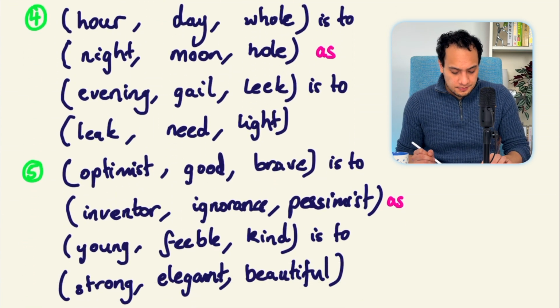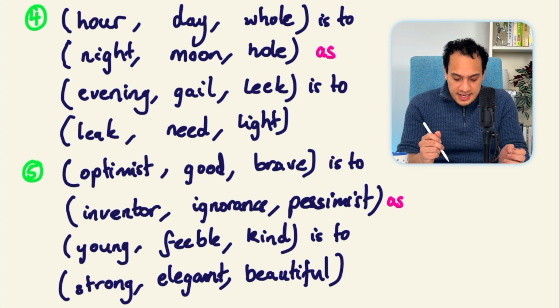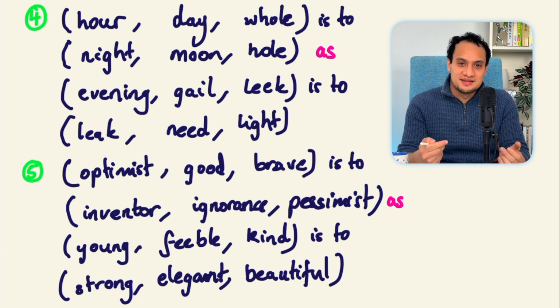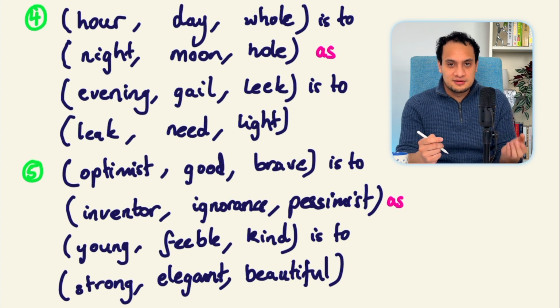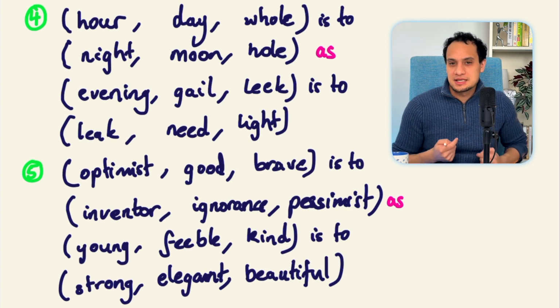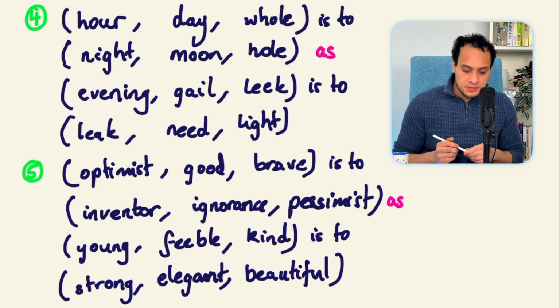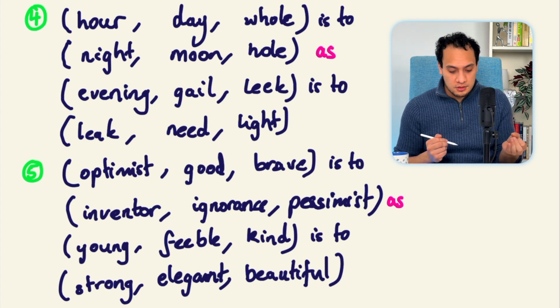Let's look at the next one. So we've got day, whole is to night, moon, whole. And if you listen carefully, I hope you'll be able to get the pairing. As evening, gale, and leak is to leak, need, and light. So there should be something that stands out in that group. So you've got hour, day, whole, night, moon, whole. Evening, gale, leak, need, light.